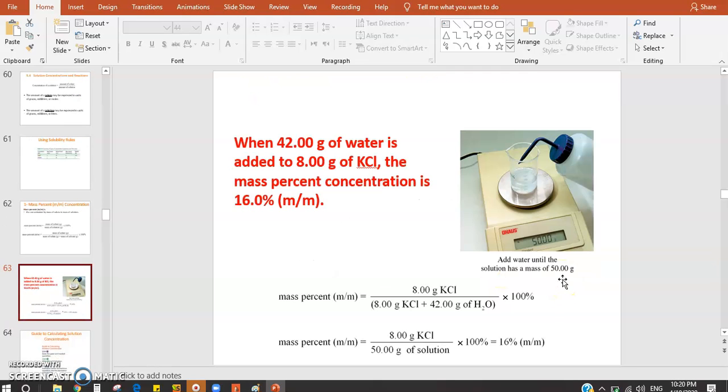So let's see a problem here. When 42 grams of water is added to 8 grams of KCl, the mass percent concentration is 16%. How did this happen? The solute here is KCl, the solvent is water. So the solute, which is 8, divided by 8 plus 42, the whole solution grams, times 100. So you will get 16%. And this is the mass percent.